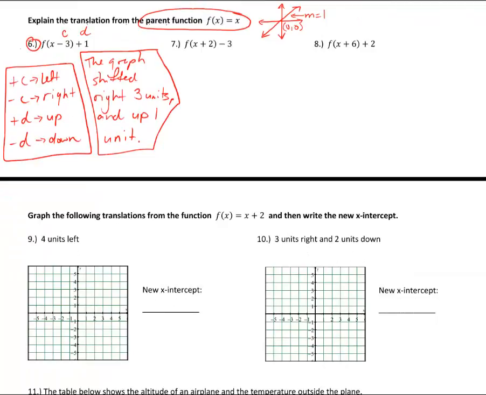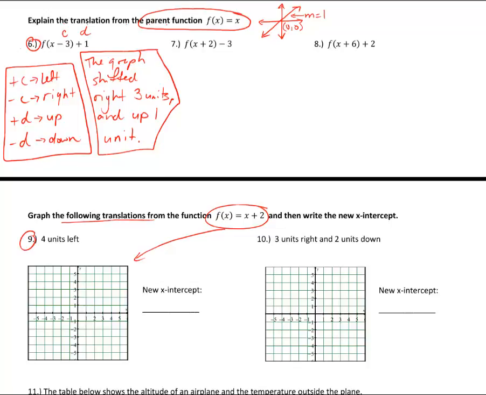Here we go. So graph the following translations from function. Okay, so here we go. This is just like yesterday's transformations. We have your equation, x plus 2. And it says graph the following translations. Alright, so it says 4 units left. Let's go ahead and graph this first. I'll do 9 with you, you can do 10.